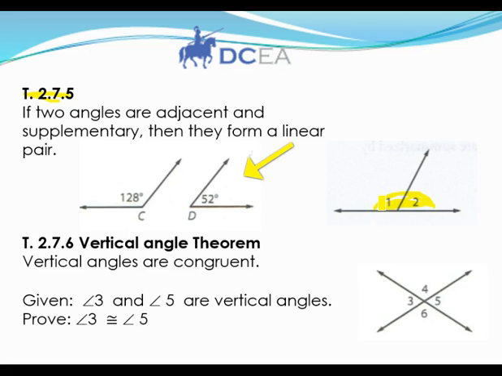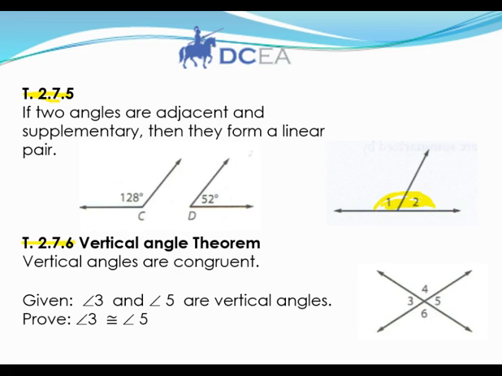And I wanted to point out that these two angles do not form a linear pair. They are not adjacent to each other. However, they are supplementary because they add to 180 degrees. So make sure that you understand the difference of what a linear pair is. A linear pair will not look like this.